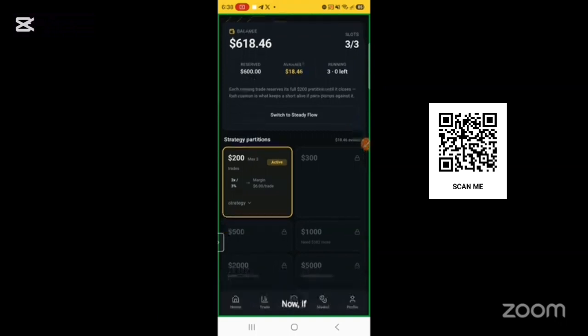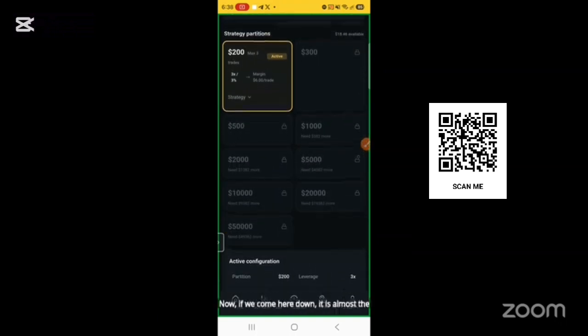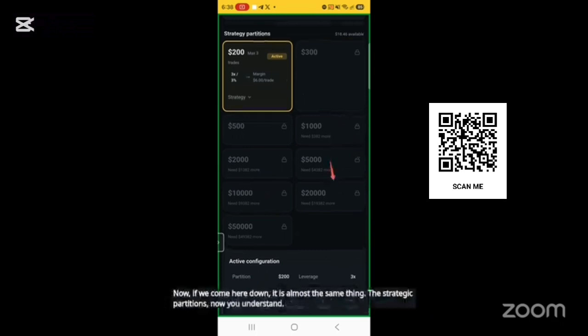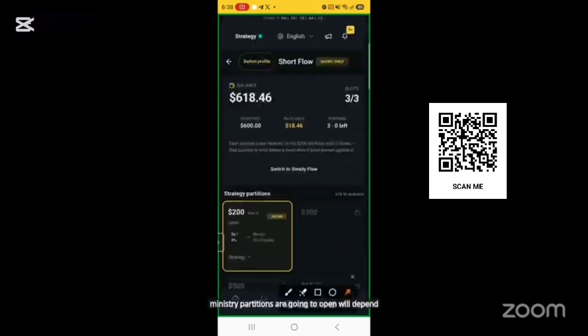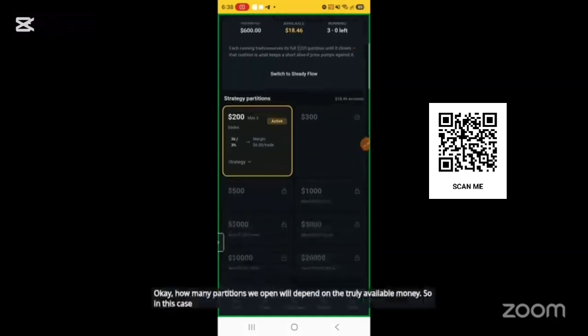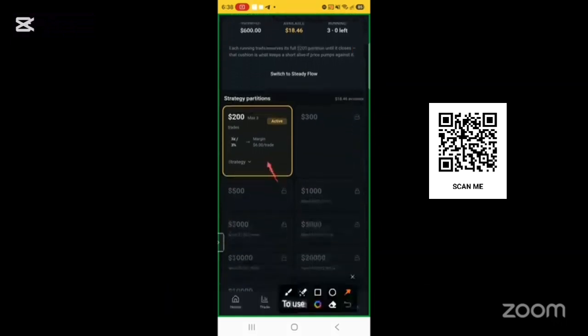Now, if we come down here, it is almost the same thing. The strategy partitions, now you understand. How many strategy partitions are going to open will depend on the truly available money. So in this case, for example, if I wanted to use the $200 partition.